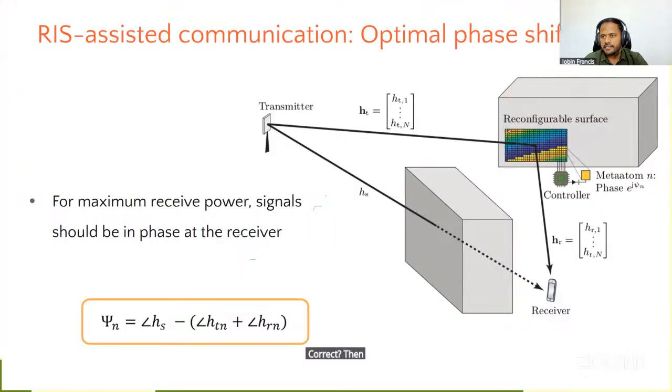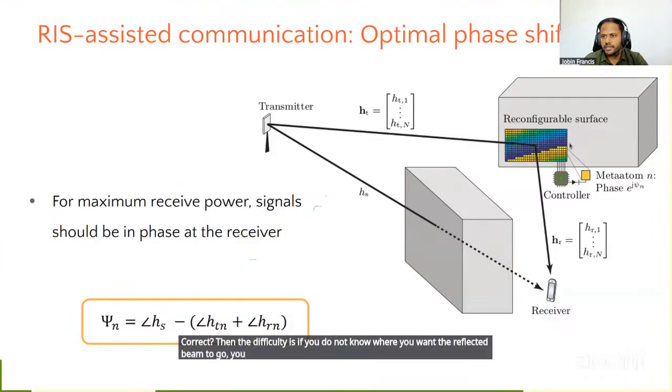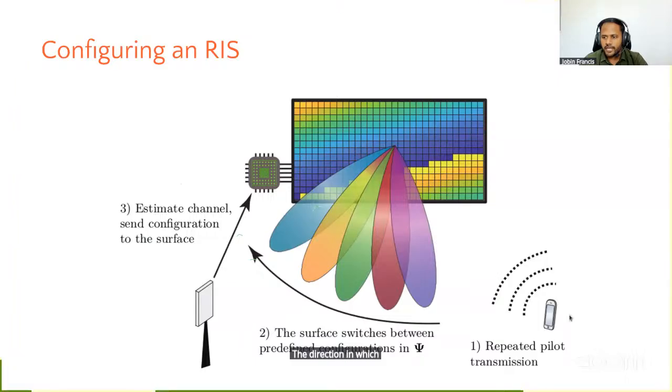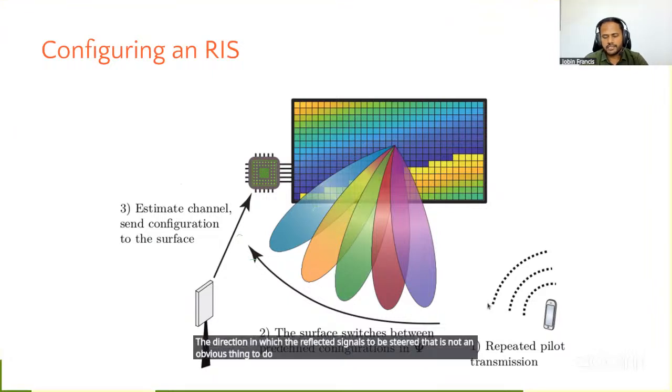Then the difficulty is, if you do not know where you want the reflected beam to go, you cannot configure the phase profile of this surface here, right? Then how do you figure out the direction in which the reflected signal is to be steered? That is not an obvious thing to do, but there are ways in which we can do it.